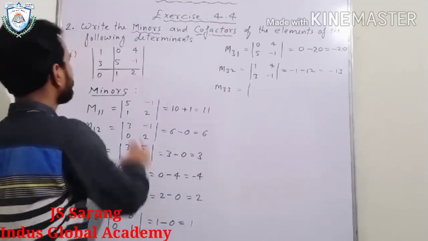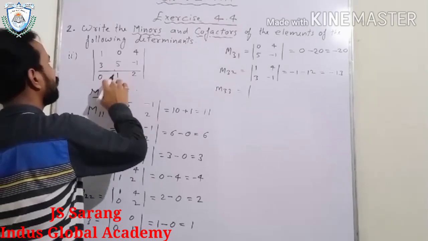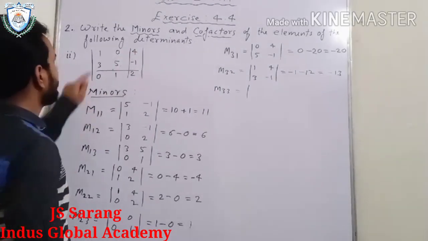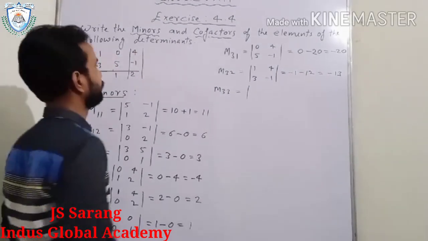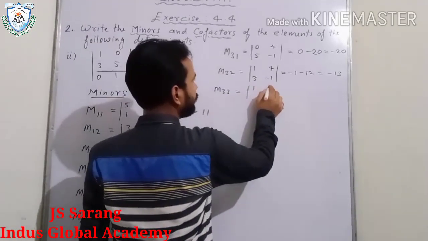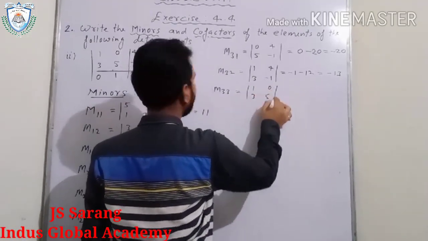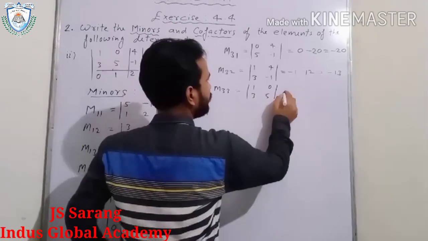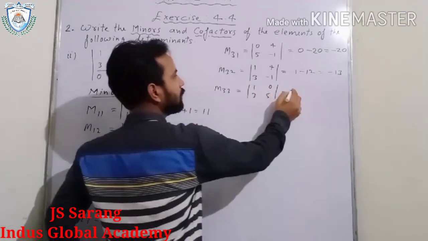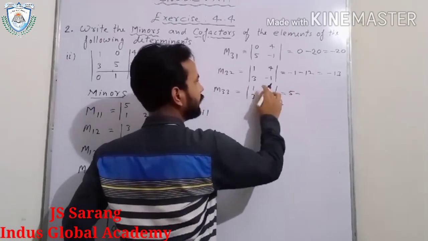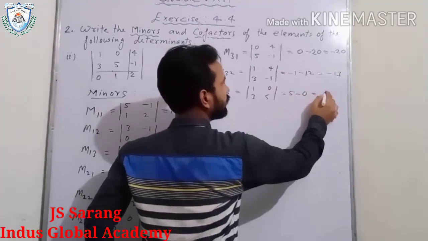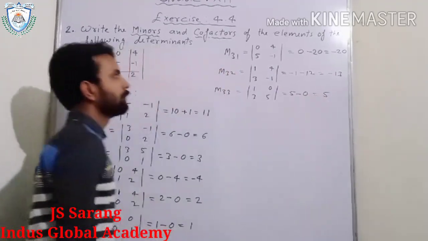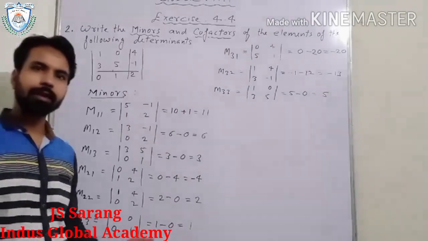And the last minor of the third row is M33. M33 means third row and third column. This one. So what is left? 1 0 and 3 5. That is 1 0 3 5. Cross multiplication. 1 5 is 5. Minus 3 into 0 is 0. So the result is 5. So here all the minors are completed.